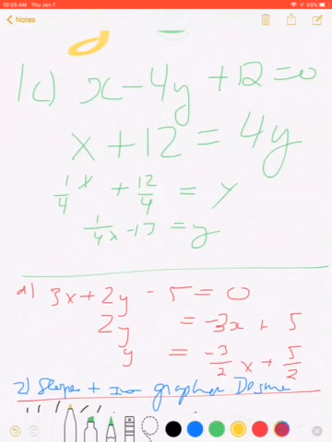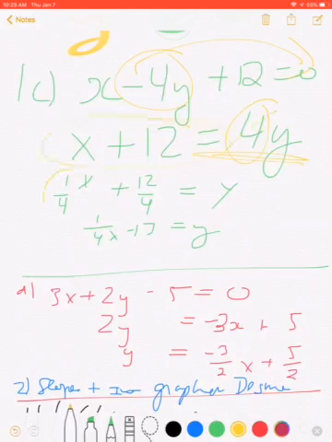Next, x minus 4y plus 12 equals 0. Look at the y. Is it positive or is it negative? It's negative, so you're going to move that across. So now I have x plus 12 equals 4y. I want to get rid of this 4 now. The sign's fine, but the number's not, so you've got to get rid of the 4. Divide everything by 4 to cancel this 4 out.